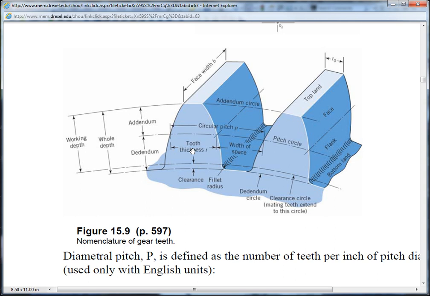Another important point is that for the gear we're going to make, at the pitch circle, the tooth thickness, this circular thickness, is going to be equal to the width between the teeth. If you go further out, the width is larger than the thickness of the teeth. And if you go further down, then the width is smaller than the thickness of the teeth.